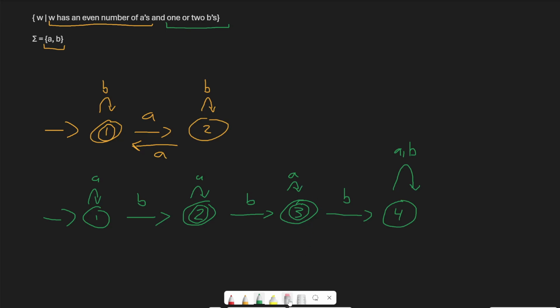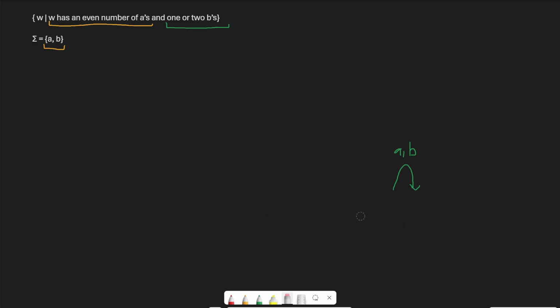Okay, so those are the final DFAs for these two languages. Now what we can do is combine these concepts and create one big DFA for this entire language. And you'll notice it's going to make sense that I combined those two that I did earlier. So now in red, we're going to do this whole entire language where W has an even number of A's and 1 or 2 B's.